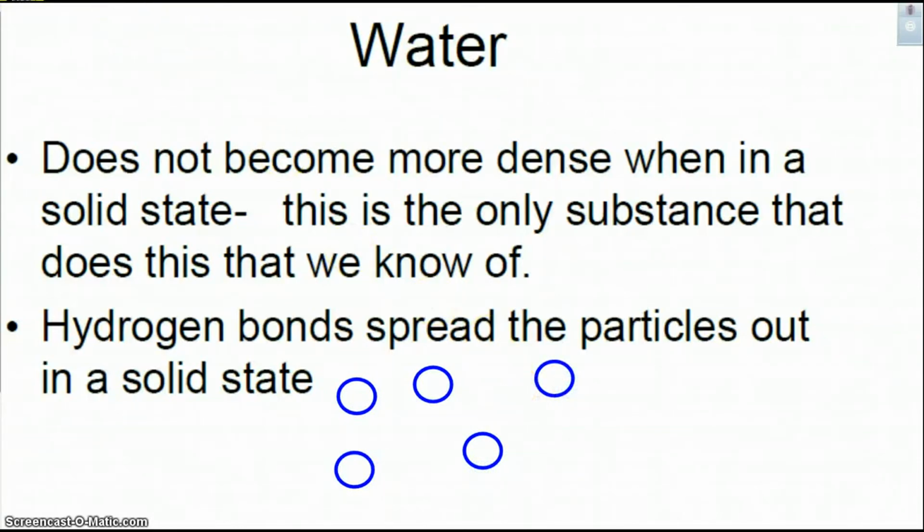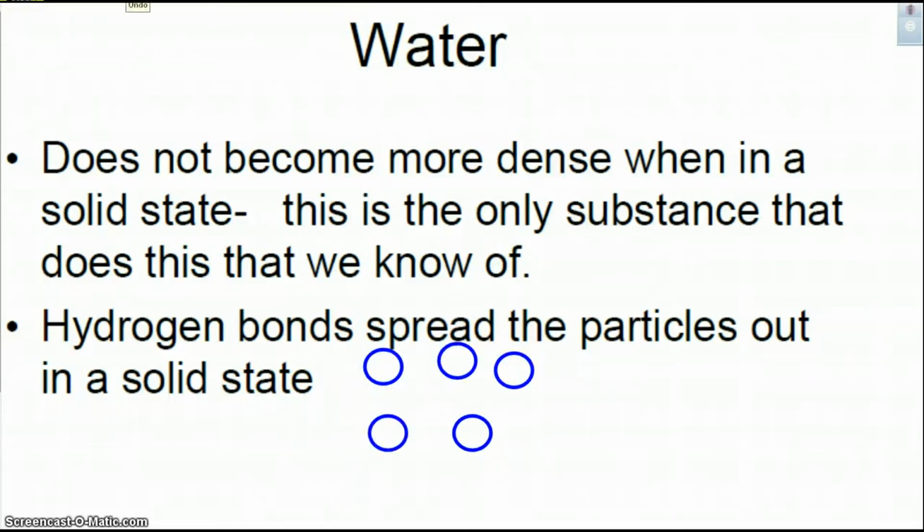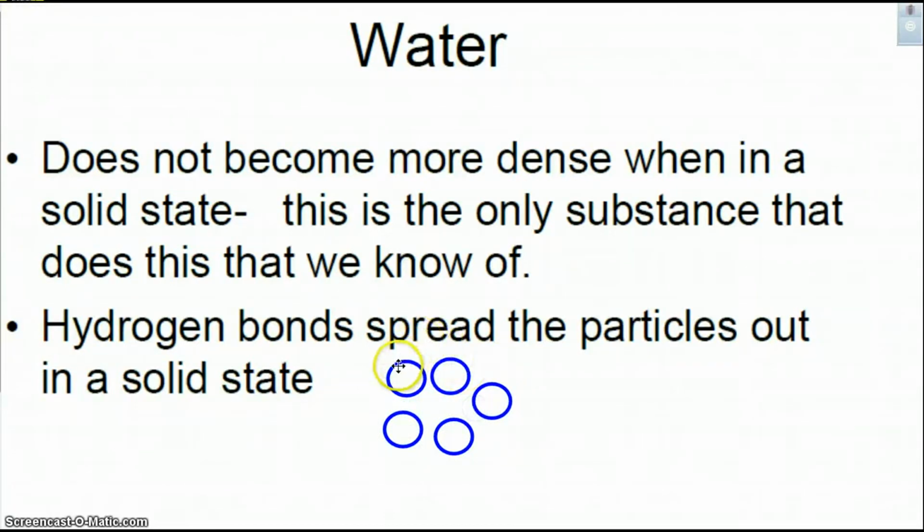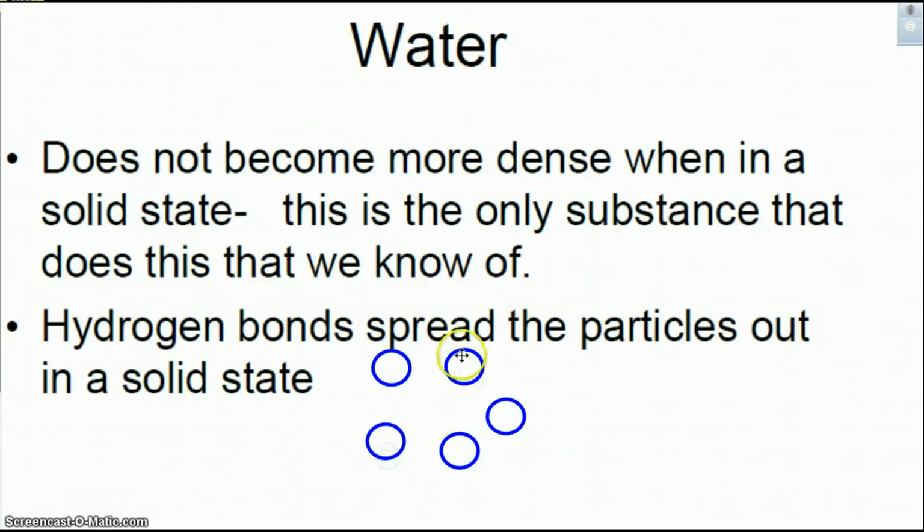But for water, this might be a liquid. So here's our liquid water. Then when it freezes, the particles actually spread further apart. This is why when you freeze soda in the can in your freezer, particles take up more space, and so your soda can explodes. The reason they spread out is that hydrogen bonds connecting these particles spread them out in the solid state. So the solid state of water is less dense than its liquid state, which is pretty crazy. But just like all other substances, the gas is the least dense.